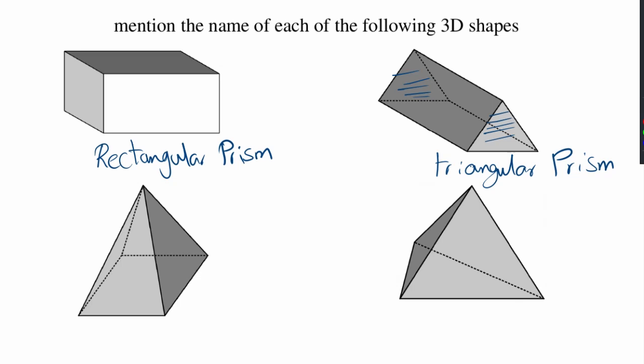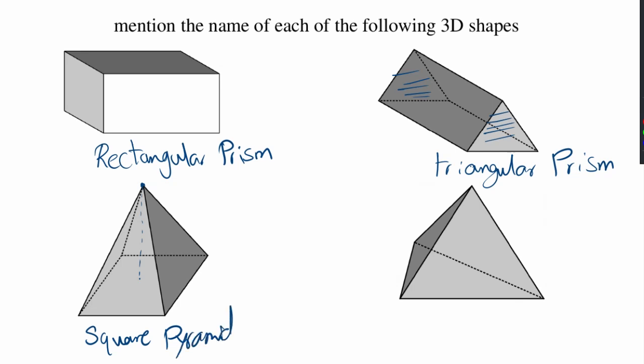Okay. The third and the fourth. The third one and the fourth one, they are pyramids. Why pyramids? Because we have a top, which is a point, and a base. The top is over the base. What is the base here? The base is a square. This is a square pyramid.